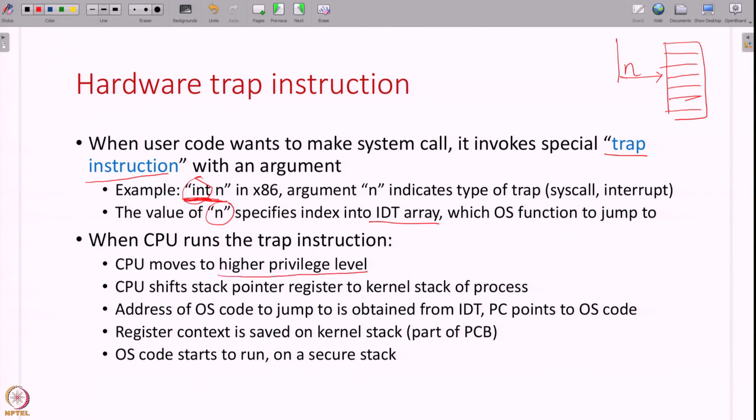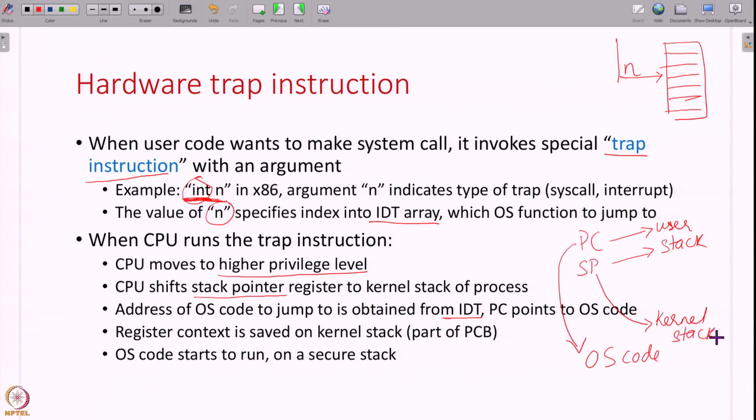It will move to a higher privilege level. It will shift the stack pointer from wherever it was pointing before, from the user stack to the kernel stack of a process. And it will find out the address of the OS code it has to jump to. It will obtain that from the IDT, and the program counter will jump to that. Your program counter was pointing to, say, user code before. Your stack pointer was pointing to the user stack before. When the CPU runs this int n instruction, the program counter jumps to OS code, and the stack pointer jumps to the kernel stack.